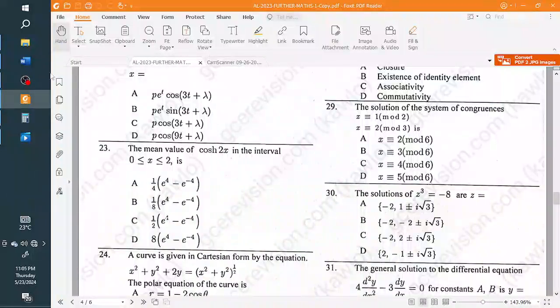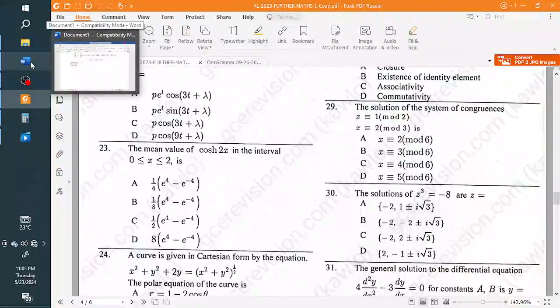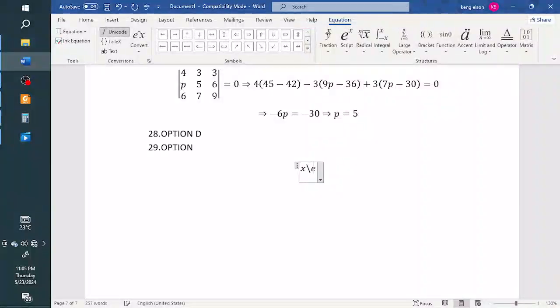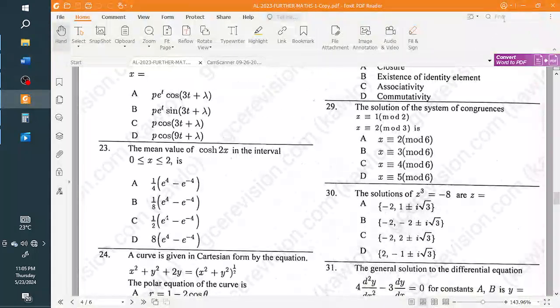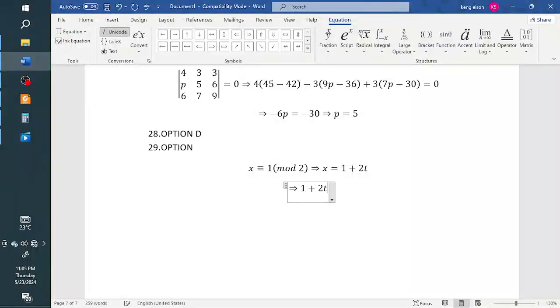Alright, so we have x congruent to 1 mod 2, x congruent to 2 mod 3. So x congruent to 1 mod 2, what does it mean? It means that x is equal to 1 plus 2t. That's the definition, converting the congruence into a linear equation. Now I'm going to substitute this x in the second equation. The second equation is x congruent to 2 mod 3. So I have 1 plus 2t congruent to 2 mod 3.